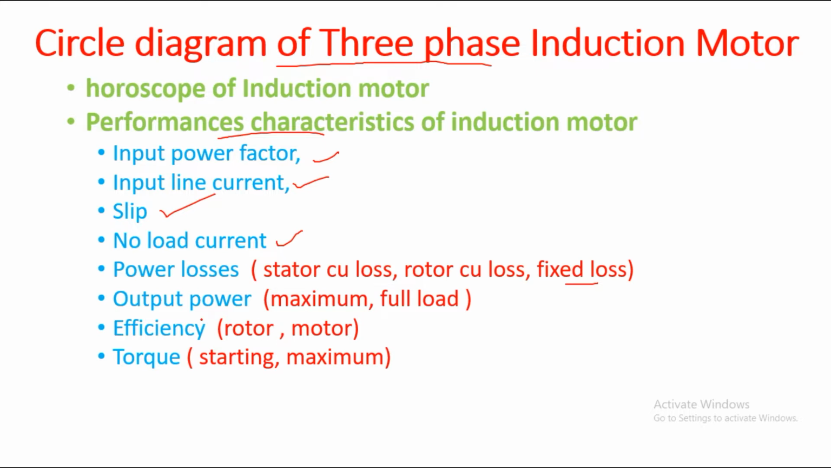We can find the output power, in which the maximum value of output power as well as the full load operating point, the efficiency of the rotor as well as the motor's efficiency, and the value of torque, in which we can determine the starting value of torque as well as the maximum value of torque. So all the parameters can be determined by simply drawing the circle diagram for a three-phase induction motor. That is why we refer to this circle diagram as the horoscope of the induction motor, the heart of the induction motor. So how can we define such a circle diagram?